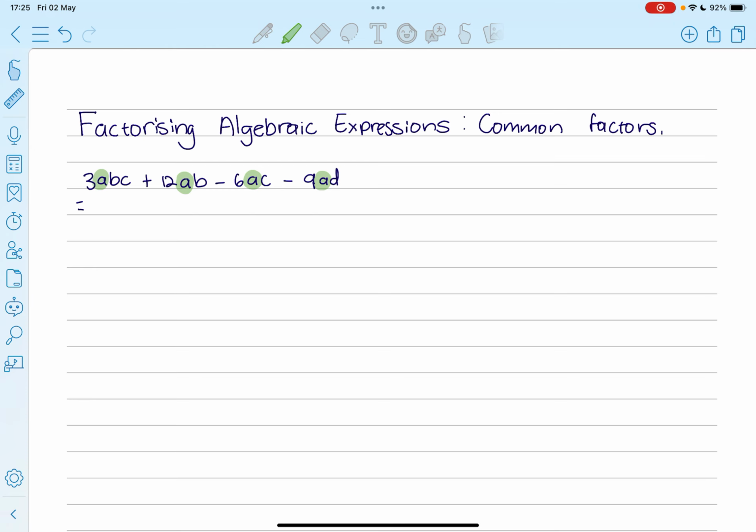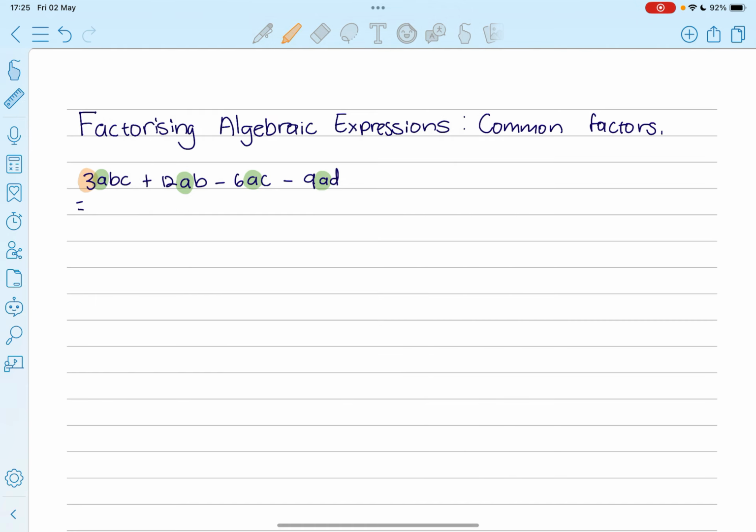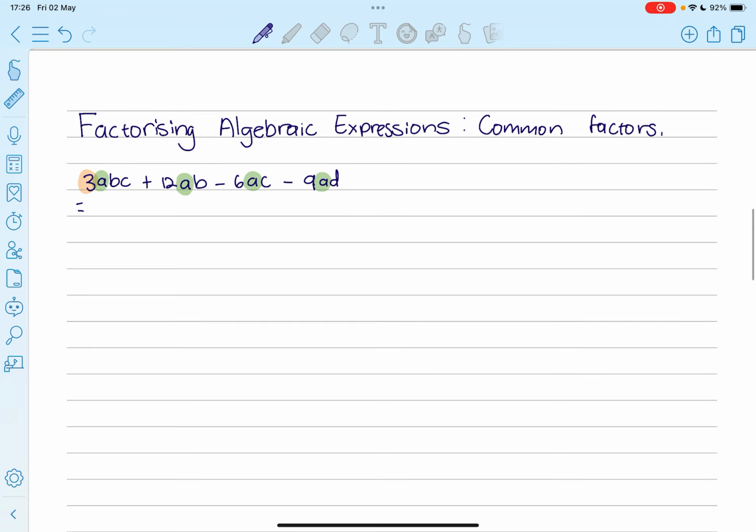common factor. Also, looking at the numbers, you see that here we've got 3, we've got 12, we've got 6 and 9. And 3 is a common multiple of all of them. So that means we can also take 3 out from all of these terms. So in the first term, we're going to take out 3a and we'll be left with bc.